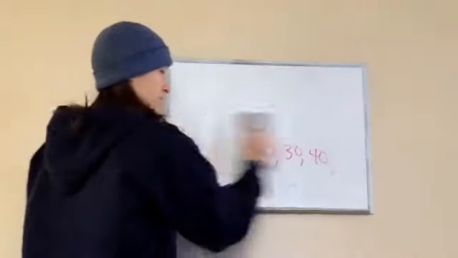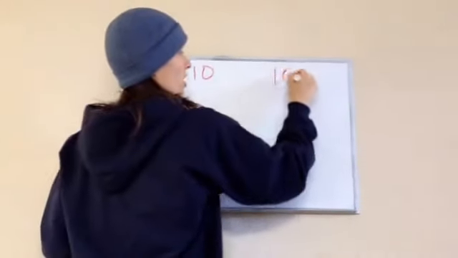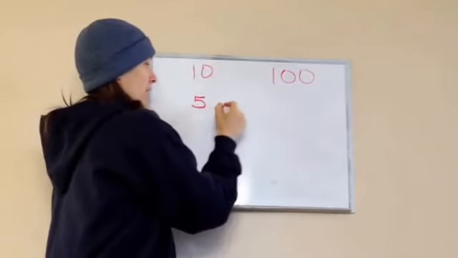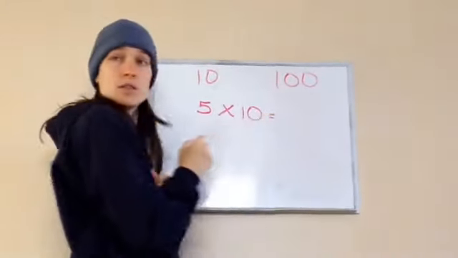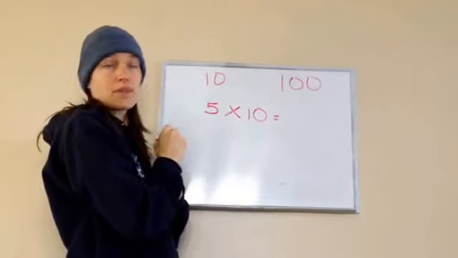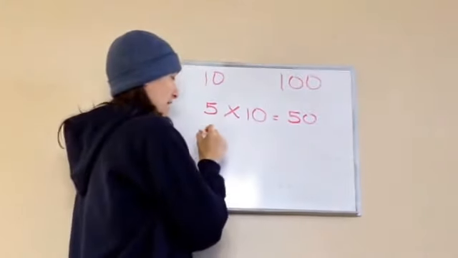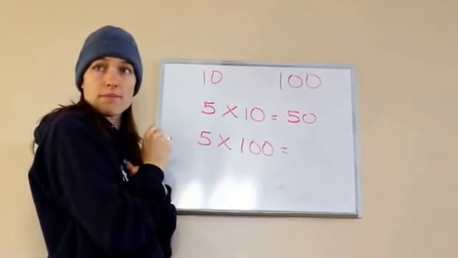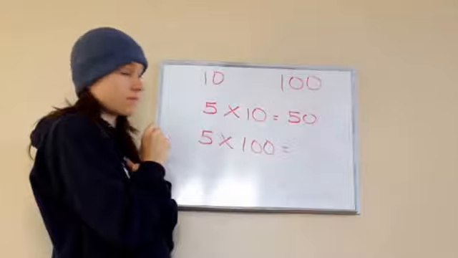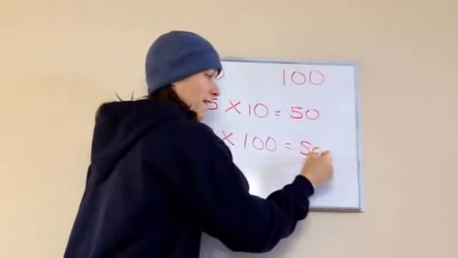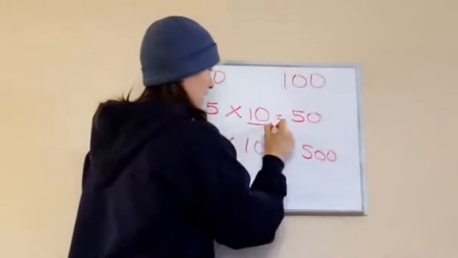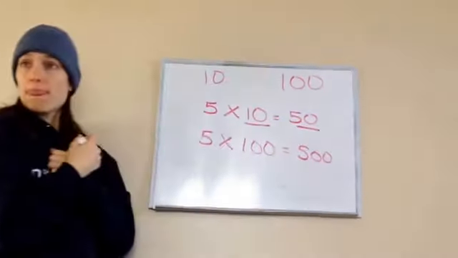Okay, now I want to teach you something about multiples of 10 and multiples of 100. Okay, watch what happens. If I take a number, let's say 5, and I multiply it by 10, what is my answer going to be? 50. Very good. Now, if I take 5 and multiply it by 100, what's my answer going to be? 500. Okay.